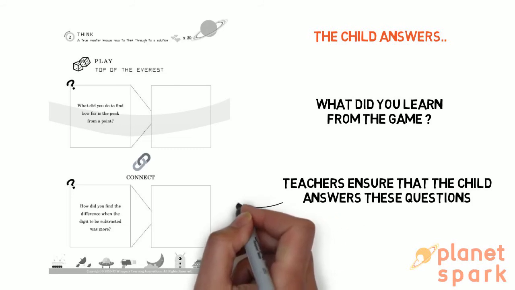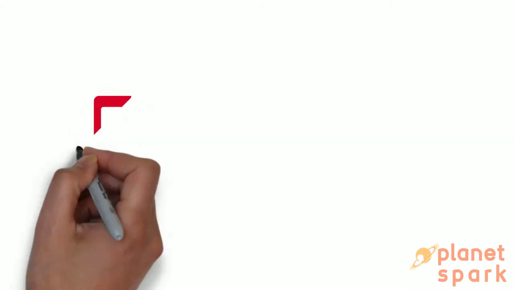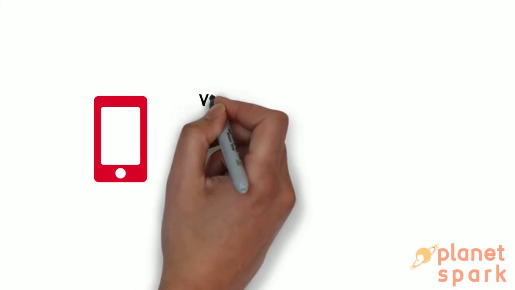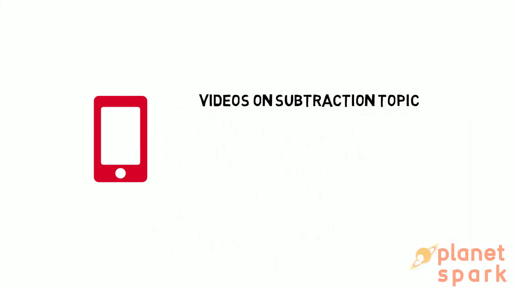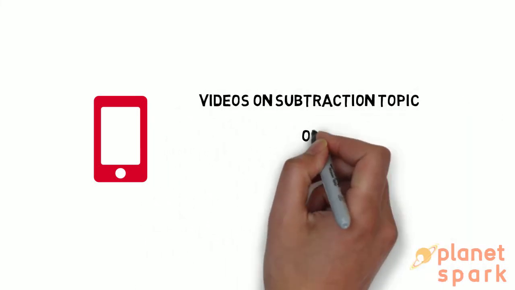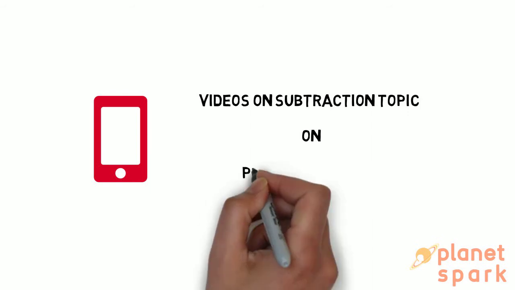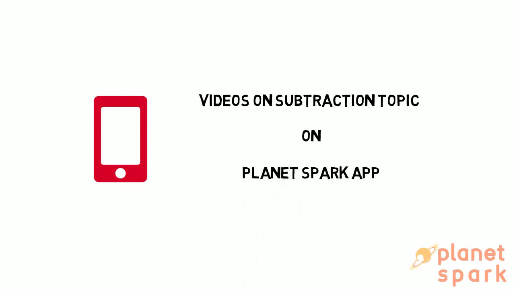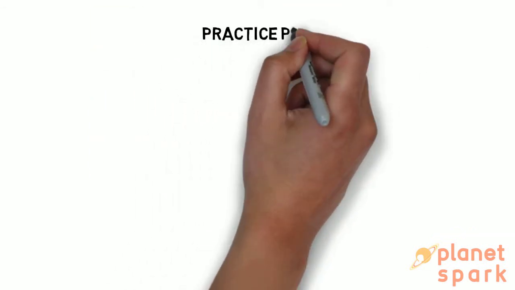After playing the game, the child looks at the video explanations of the subtraction topic. These help the child get a more formal explanation of the topic. These are shown to the child on the Planet Spark mobile app by the teachers and are also available for parents. After looking at these videos, the child then starts the most extensive and important phase, which is the practice phase.